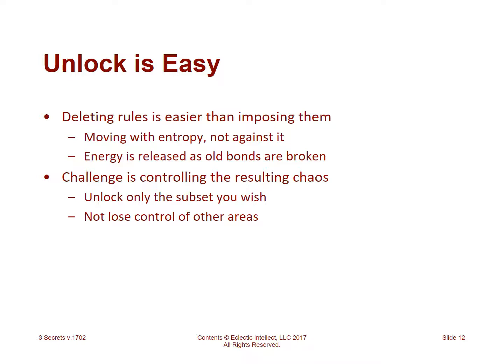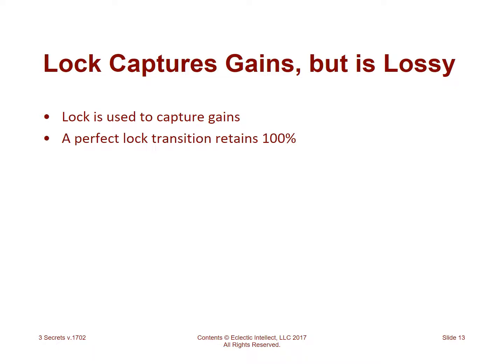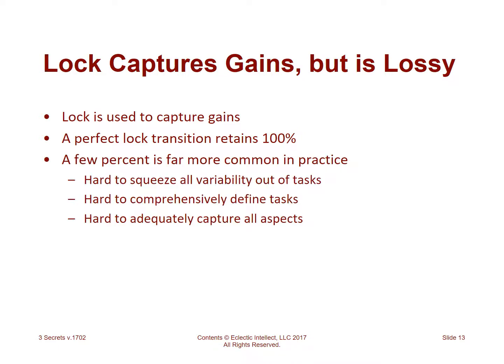A Pareto principle from manufacturing applies here, except we're trying to unlock the parts that have potential for us to move forward. Anyway, lock captures gains, but it's very lossy. So we use lock when we decide, having looked at 20 different ways that we might produce our widget, that we're going to do just one. And a perfect lock transition would retain 100% of the knowledge about the one we're keeping, but often a few percent is very much more common. It's hard to squeeze all of the variability out of tasks. Sometimes when we make choices, we're making choices between two paths of variability and not a final solution at that stage.